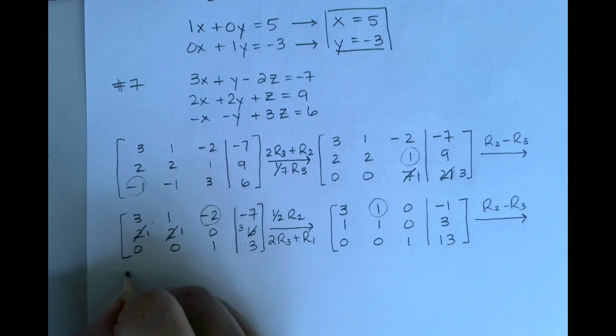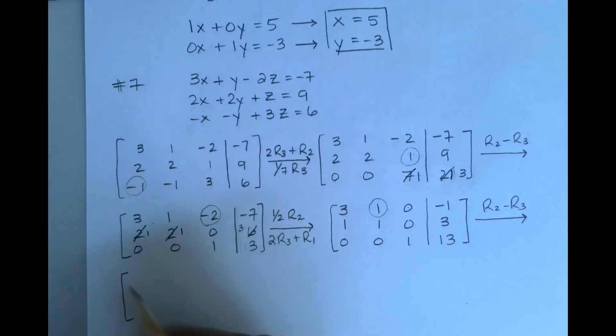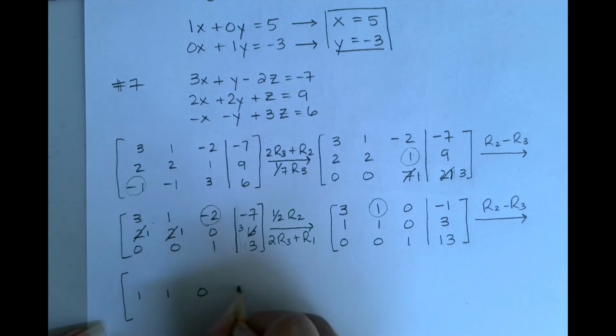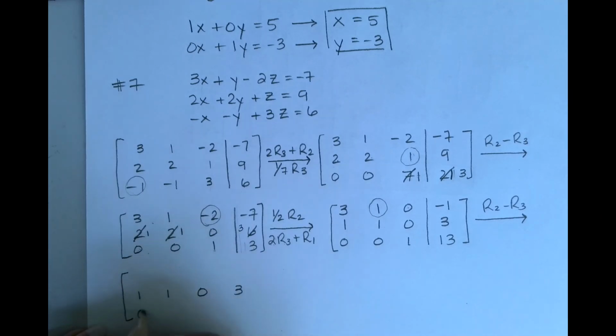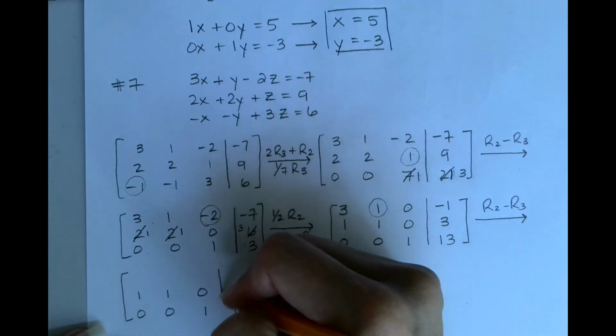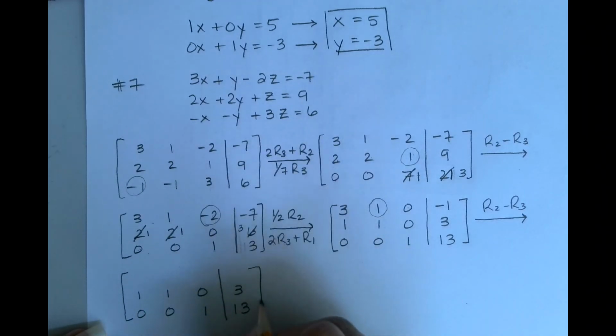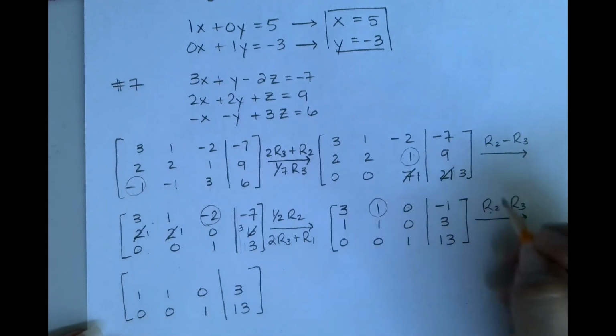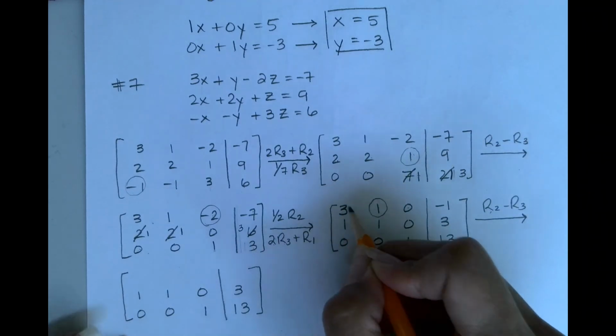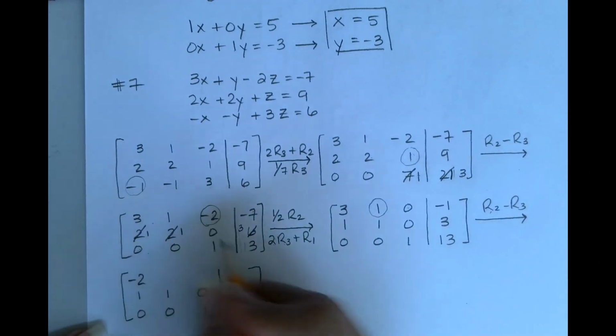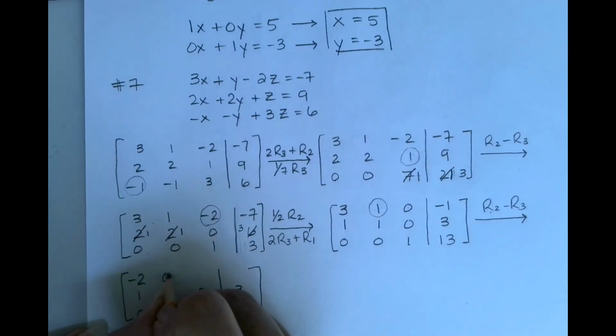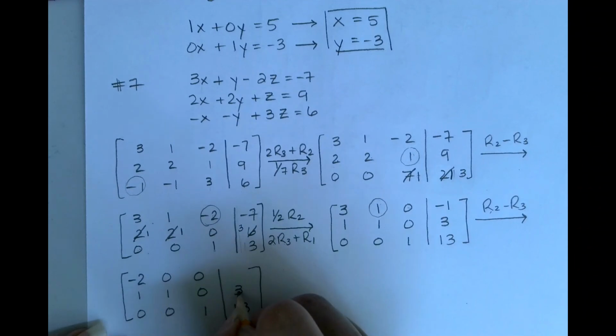So the 2 rows here are not going to change. 1, 1, 0, 3, 0, 0, 1, 3. Row 2 minus row 3. So 1 minus 3 is negative 2. 1 minus 1 is 0. 0 minus 0 is 0. 3 minus negative 1 is a 4.